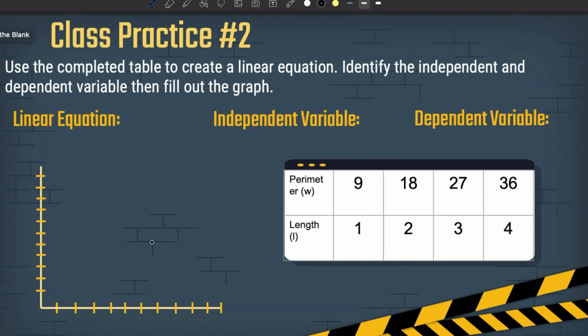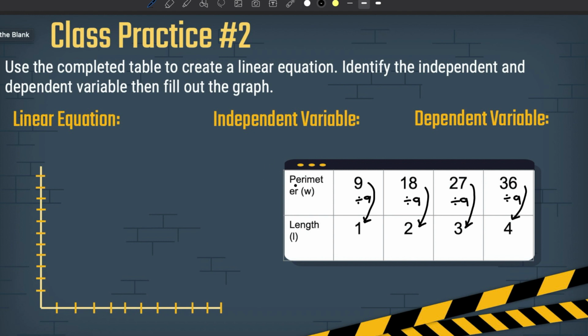Moving on to class practice number 2, it says to use the completed table to create a linear equation, identify the independent and dependent variable, and fill out the graph. So first we need to look at our table over here, and we have to figure out how do we get from 9 to 1, 18 to 2, 27 to 3, and 36 to 4. 9 divided by 9 will give us 1. 18 divided by 9 will give us 2. 27 divided by 9 will give us 3, and 36 divided by 9 will give us 4.